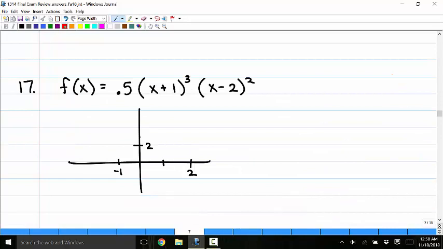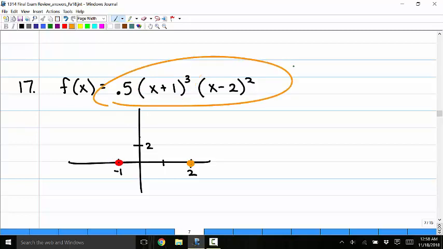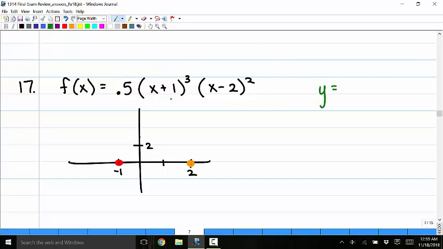Number 17, I know that I have a zero at negative 1. I know that I have a zero here at 2, and it's going to just touch there. I know that my end behavior, since this whole thing will resemble y equals, what would that be, 0.5x to the 5th. So I know it's going to be down, up for my end behavior.